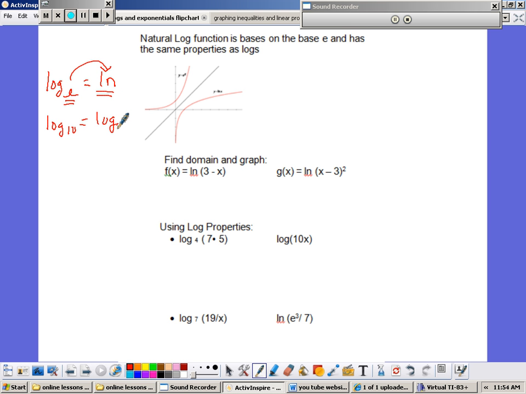It's the difference. Okay? So to find the domain, you would take 3 minus x is greater than 0. Subtract 3. Negative x is greater than negative 3. Divide by negative 1. x is less than 3. x minus 3 squared is greater than 0. So that gives me x is greater than 3 when I solve it. Here are our domains.